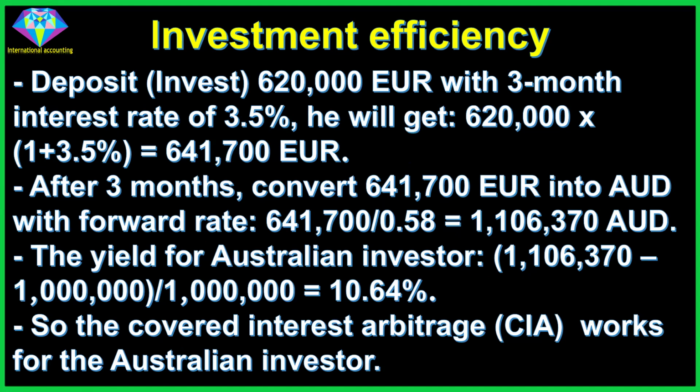After 3 months, convert 641,700 euros into AUD with the forward rate. 641,700 divided by 0.58 equals 1,106,370 Australian dollars. The yield for the Australian investor is 1,106,370 minus 1 million, divided by 1 million, equals 10.64%. So the covered interest arbitrage, CIA, works for the Australian investor.